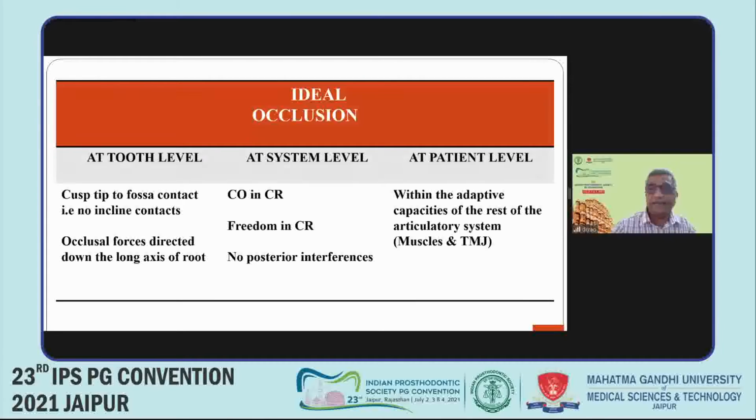That is, at tooth level, at system level, and at patient level. At tooth level, cusp to fossa contact, with no incisal contacts, that is, occlusal force directed down the long axis of the root. At system level, that is centric occlusion, centric relation, freedom in centric relation, and no posterior interferences. At patient level, within the adaptive capacities of the rest of the articular system, that is, the muscles and the temporomandibular joint.